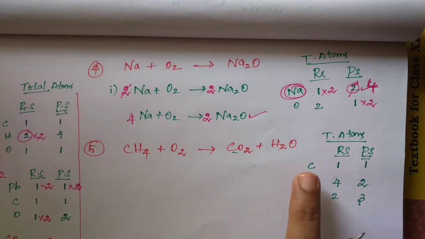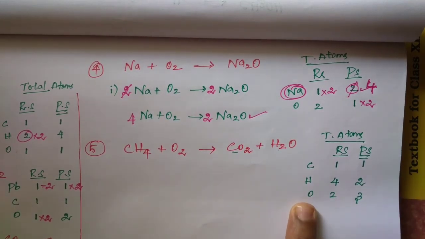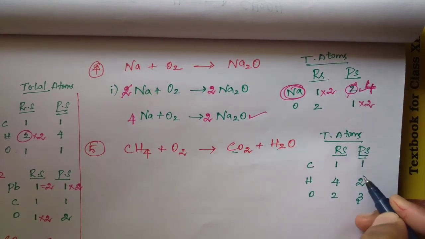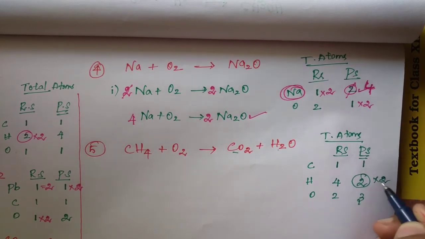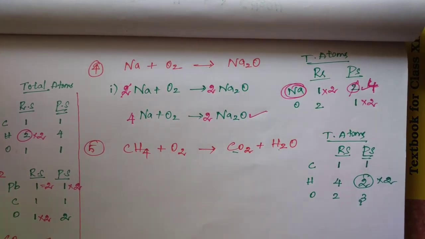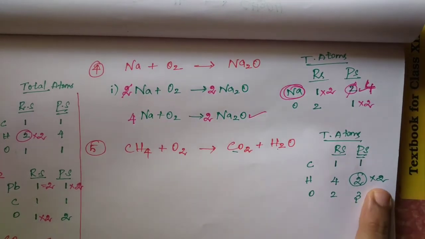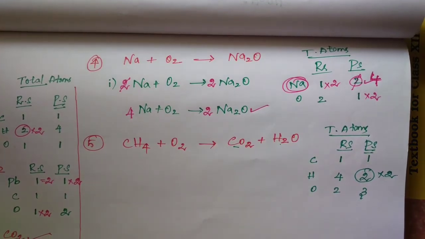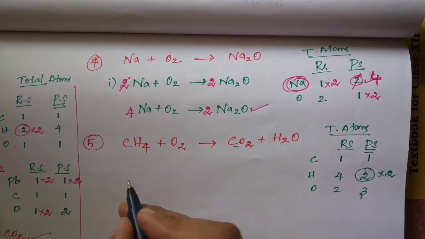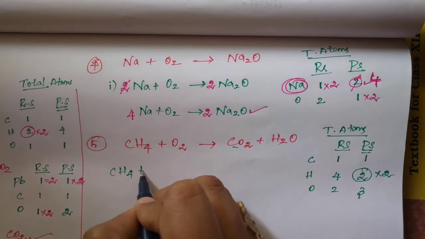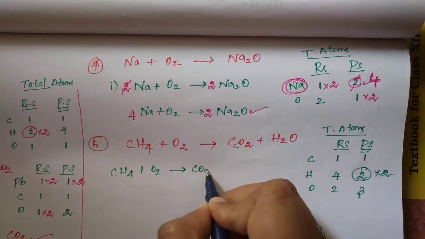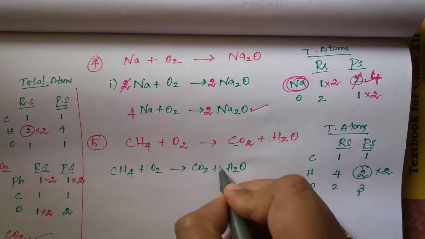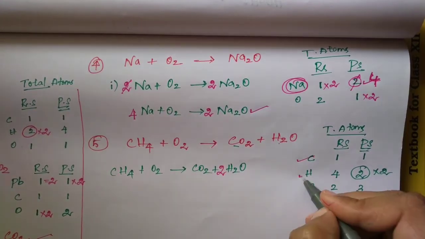Now carbon is balanced, 1 balanced. Hydrogen and oxygen is not balanced. So which is easy, means this hydrogen, because this 2 is multiplied by 2, it becomes 4. Now 4 means equal, balanced. So you have to balance hydrogen. Where you have to multiply? In product side. So in product side, multiply by 2. CH4 plus O2 gives CO2 plus H2O. So here multiply by 2. Now carbon balanced, hydrogen balanced.